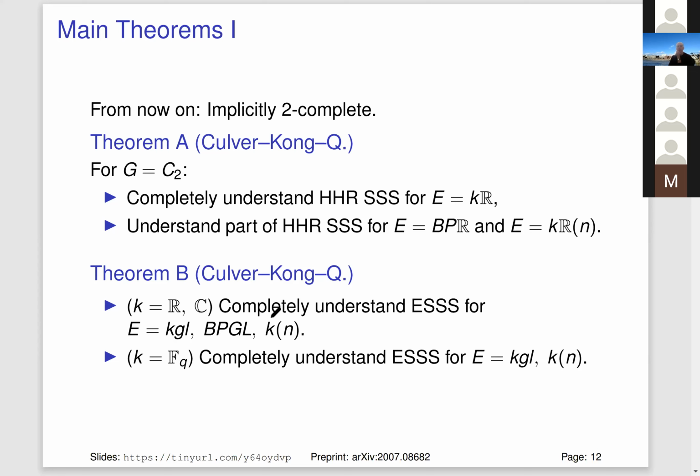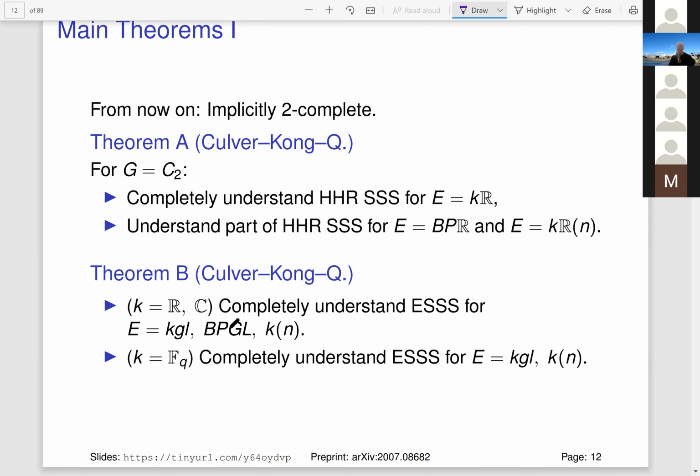Maybe one thing I'll point out is that this KGL here is a motivic analog of KR, BPGL is the motivic version of BPR, and K(n) is a motivic version of KR(n). So we're going to understand the effective slice spectral sequence for these motivic objects, and then use some cool results of Drew Heard to infer the results over here.